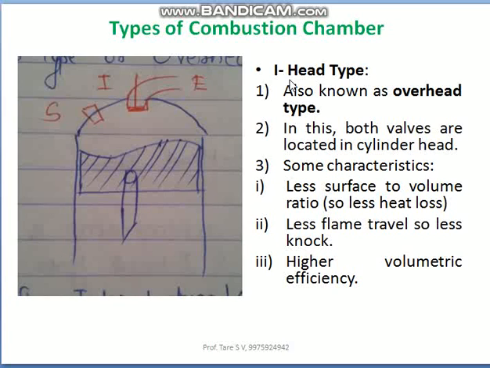The next one is I head type. It is also known as overhead type. If you see the diagram very carefully, you will find both valves are located in the cylinder head. This design has a less surface to volume ratio, so there will be less heat loss. Again, less flame travel, so less knock, and this design provides higher volumetric efficiency.